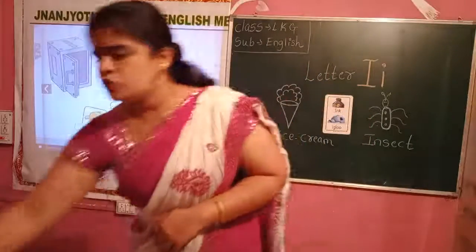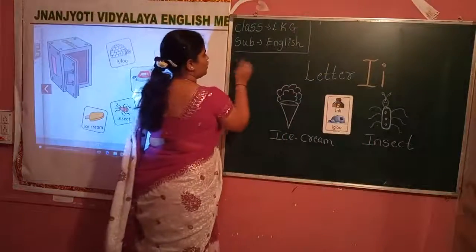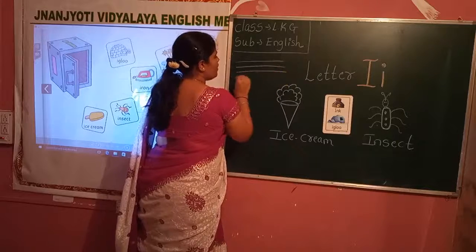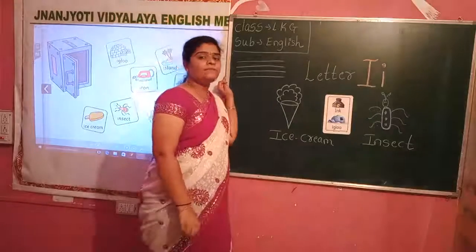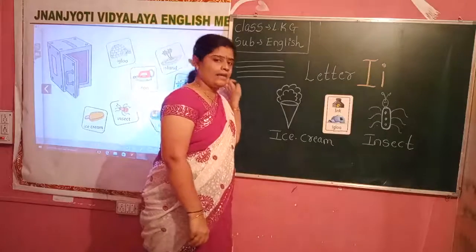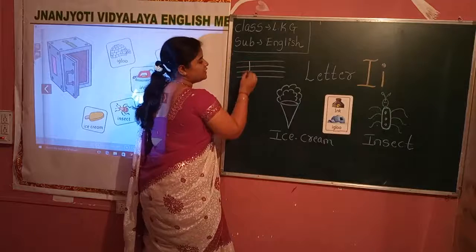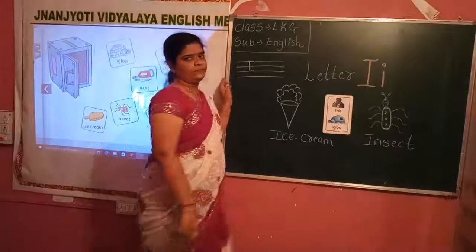Then, how do we write the letter I? Yes, children, I am showing you here. First, how do we write the uppercase I? It means capital letter I. Standing line, sleeping line and sleeping line.